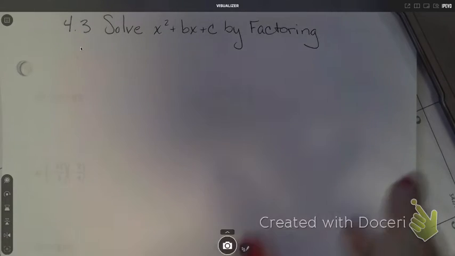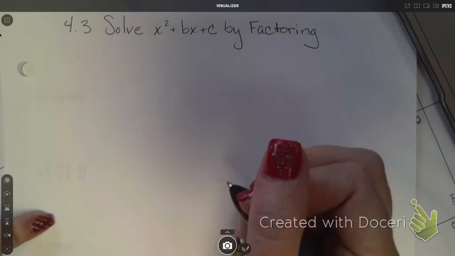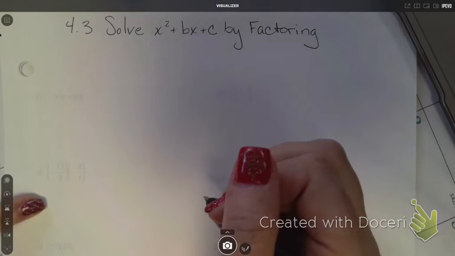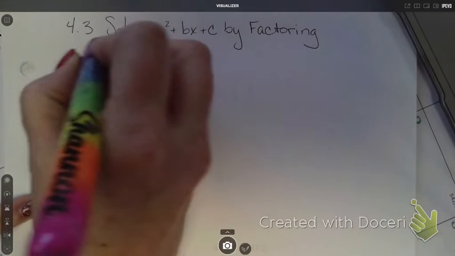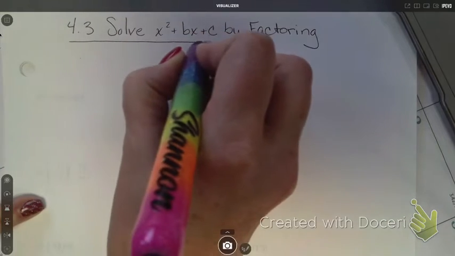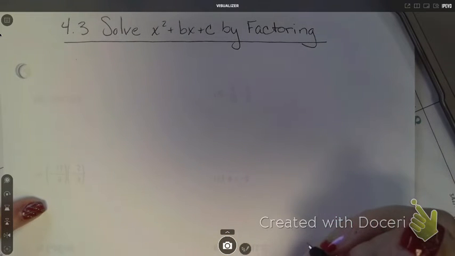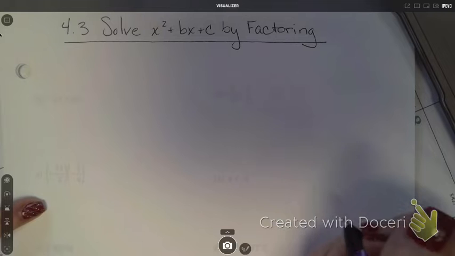So for 3, we're going to solve x squared plus bx plus c by factoring. We have worked on factoring this year. When you come out of Algebra 2, you should be able to factor and do the quadratic formula on about anything that's presented to you. So we'll hit it a couple times.